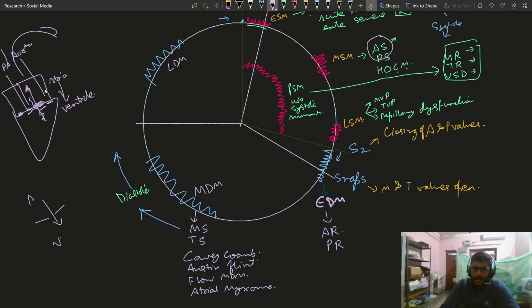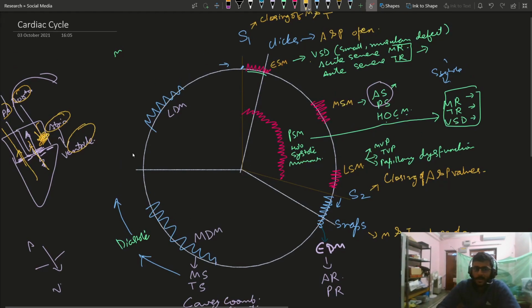Because if atrial myxoma is going to be here, then during systole, it's perfectly all right for the blood to go from the ventricle up into the arteries. But during diastole, when the blood has to move from the atria to the ventricle, the myxoma will get in the way. So it can be in the mid diastolic or the late diastolic period. These are some of the examples in the mid diastolic.